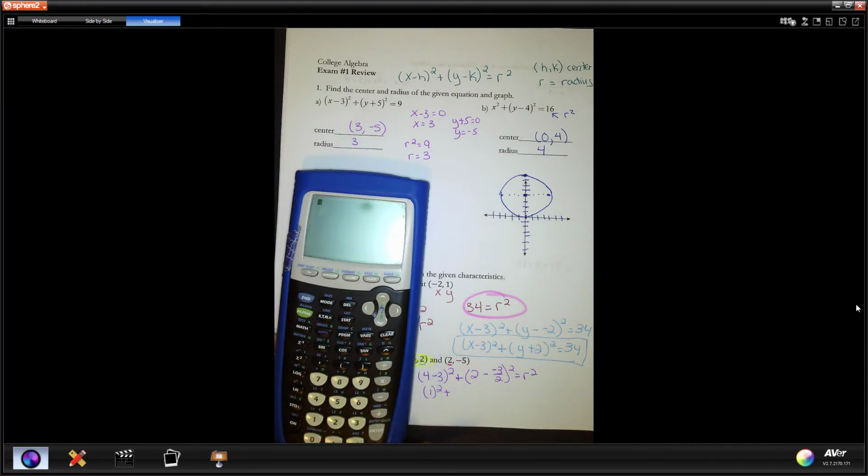So we're going to go 2 minus negative 3 halves.